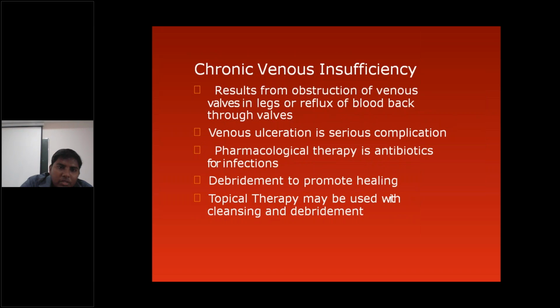So chronic venous insufficiency means incompetence of the venous valves, and there is venous reflux. Instead of venous return towards the heart, there will be reflux towards the peripheral vessels. So this results in peripheral pooling and gradual accumulation of blood, and the hemosiderin pigment accumulated alongside can lead to discoloration, and there is venous ulceration. The pharmacological therapy is antibiotics for infection. The topical therapy can be used for cleansing and debridement.